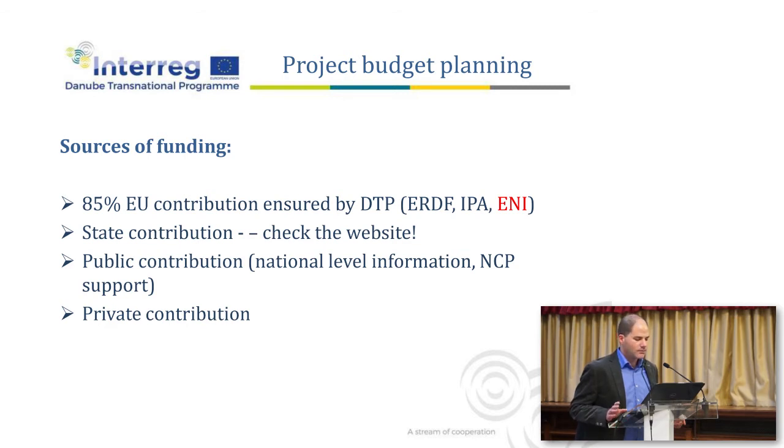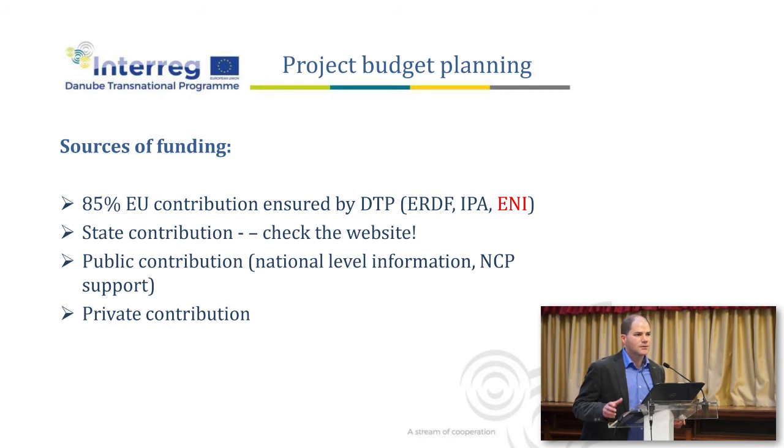Secondly, we have public contribution, which might be institution dependent. For example, if you're a public institution and you provide 15% from your own public resources, then you would indicate 15% of public contribution.